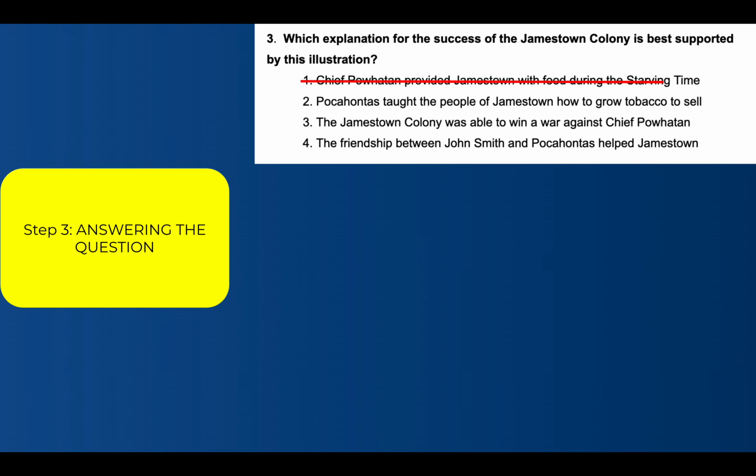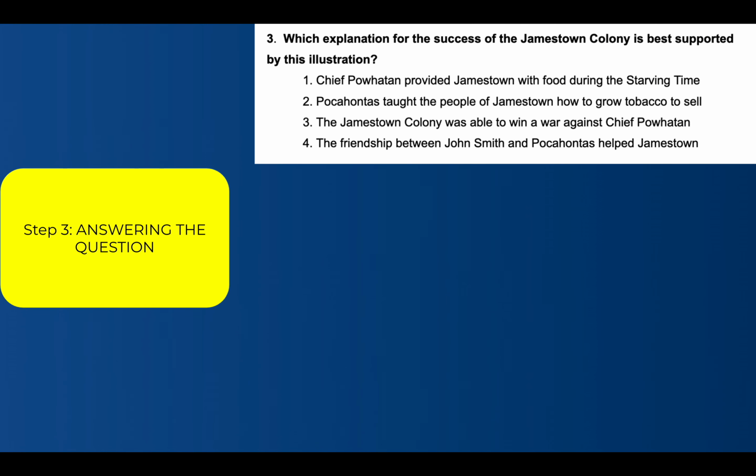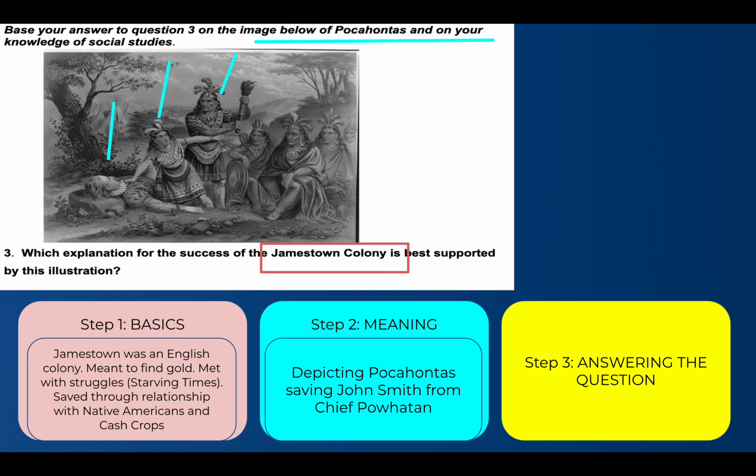Definitely not that he provided food for them during the starving time. We don't see anything about food here. This actually is showing Powhatan going after John Smith. This is not showing that at all. Pocahontas did not teach the people of Jamestown how to grow and sell tobacco. You may even remember who that was. That was John Rolfe. If you do, automatic cross out. If not, you know that's just not what this is showing.